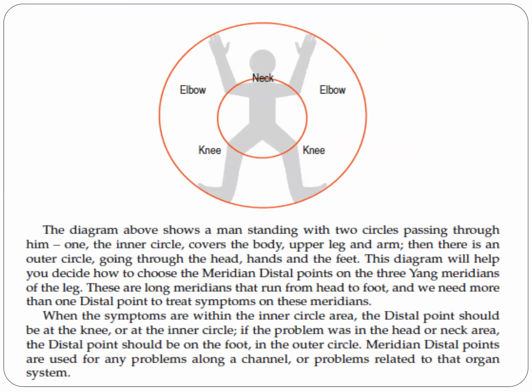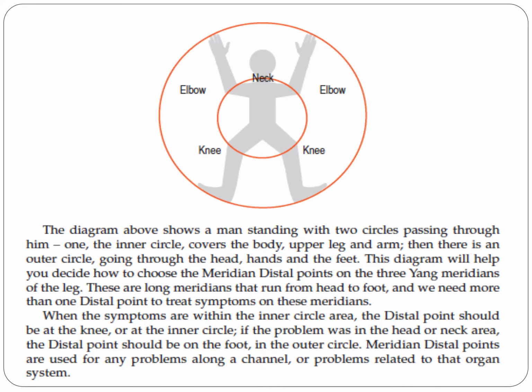The diagram above shows a man standing with two circles passing through him. One, the inner circle, covers the body, upper leg, and arm. Then there is an outer circle going through the head, hands, and the feet. This diagram will help you decide how to choose the meridian distal points on the three yang meridians of the leg. These are long meridians that run from the head to the foot, and we need more than one distal point to treat symptoms on these meridians.